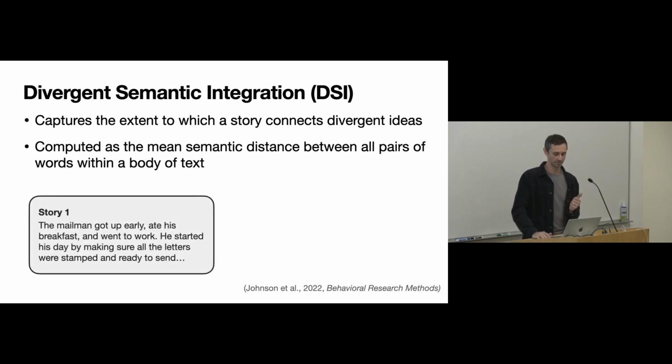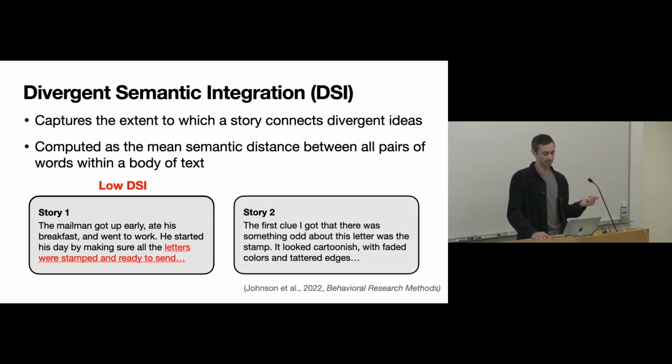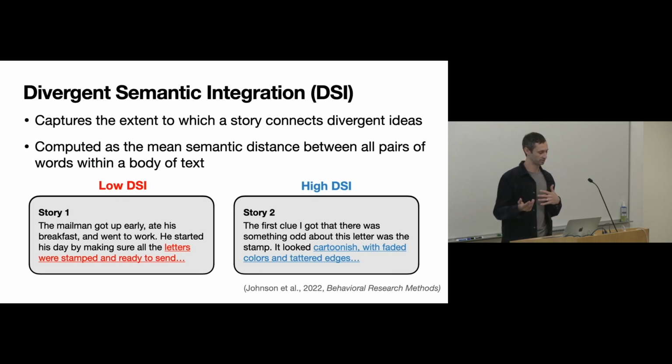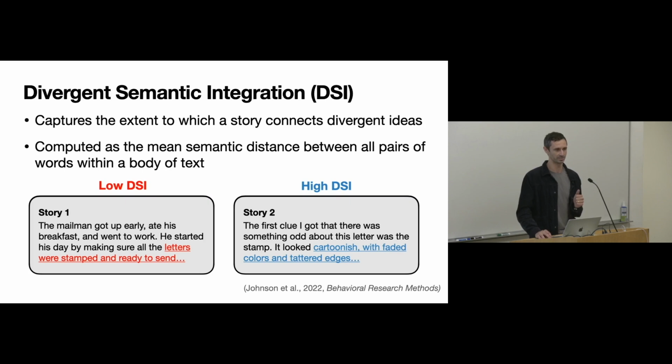To give you a sense of how this looks, here's an example of a low DSI story. So given the prompt stamp, letter, and send, this participant combined them in a pretty generic way, saying that the letters were stamped and ready to send. Alternatively, this is a high DSI story. Given the same prompt, this participant describes the letter, the stamp on the letter, how it looked cartoonish with faded colors and tattered edges. And so just from this brief excerpt, you can see a kind of expansion of semantic space.